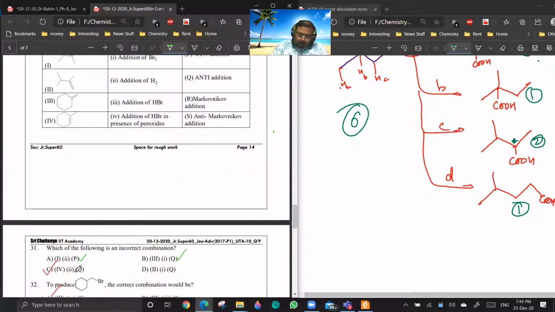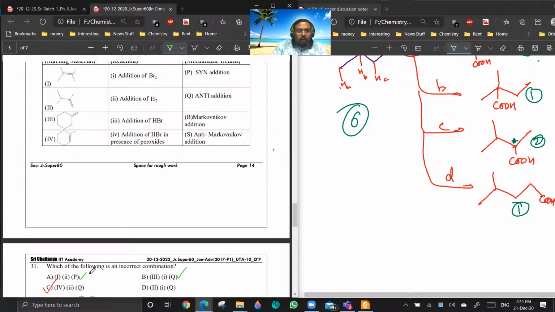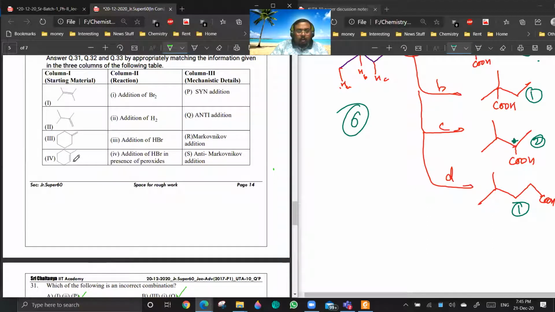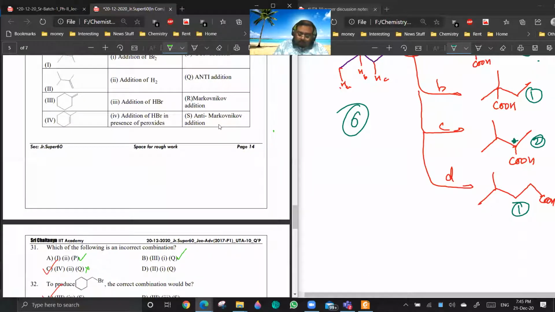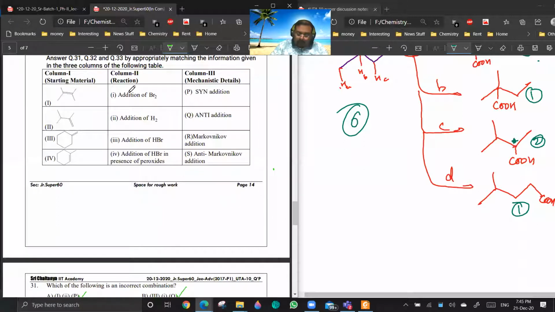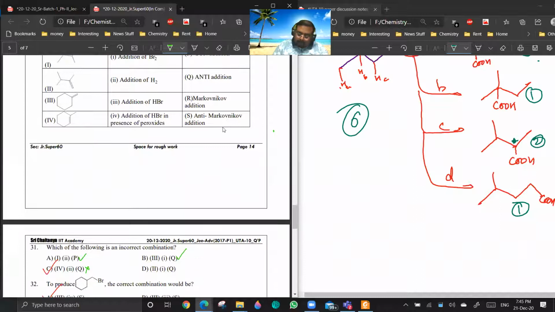Yes, sir. Then 4, 2q. 4 is this, 2 is addition of hydrogen, and q. Addition of hydrogen would be syn addition. Yes or no? In case of alkenes, there is no way of getting an anti product. So 4, 2q is the wrong one. And 2, 1q: 2 and then 1, addition of Br is anti. So 2, 1q is correct.